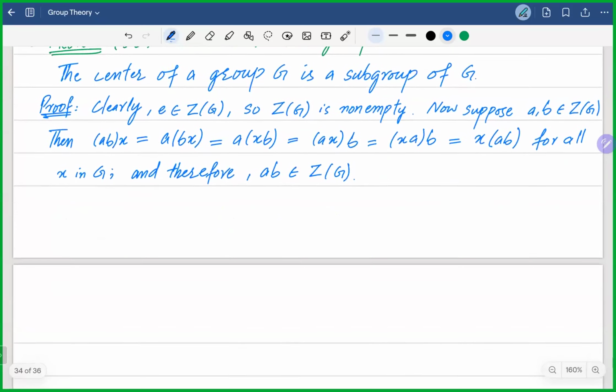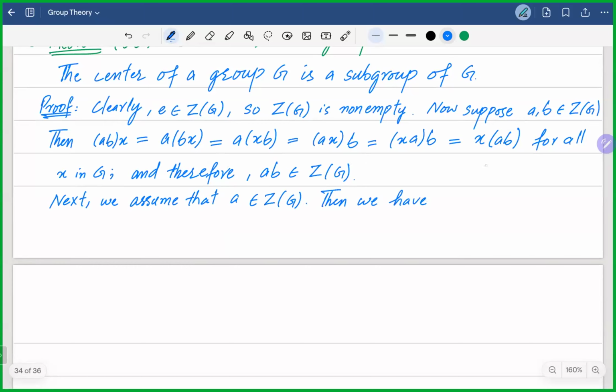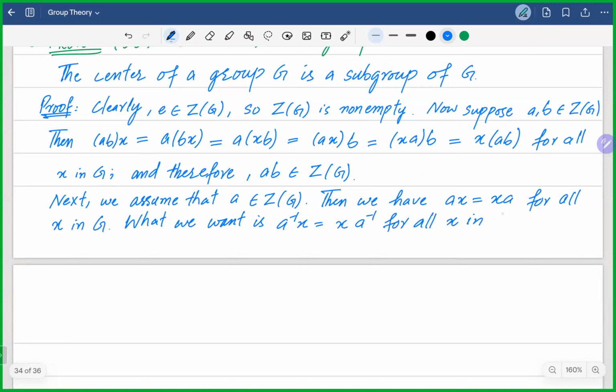Okay. Now next, we assume that an element A is in the center of G. Then we have that AX is equal to XA for all X in G. Now what we want is A inverse X is XA inverse for all X in G.